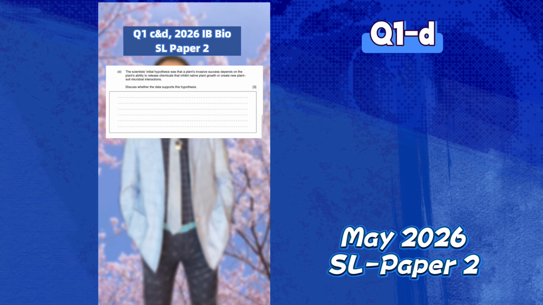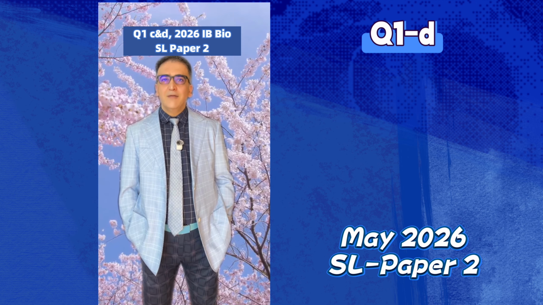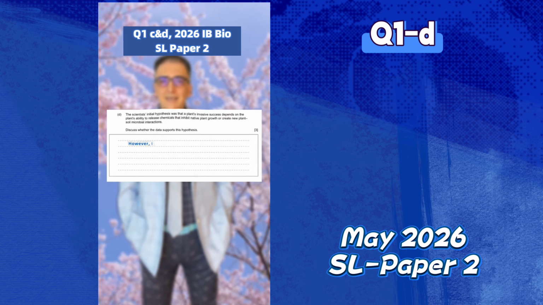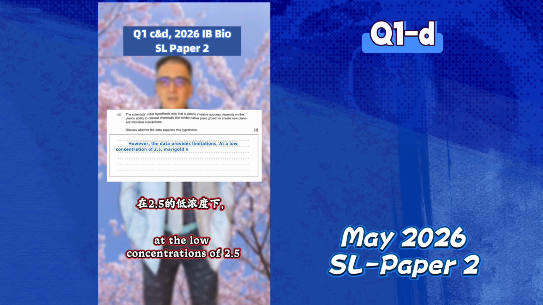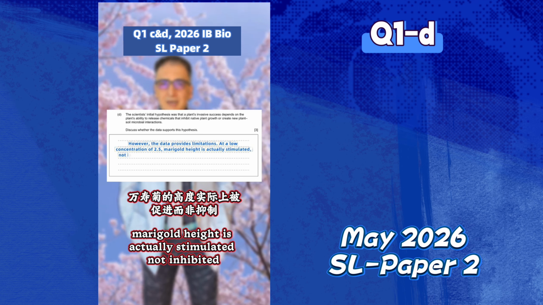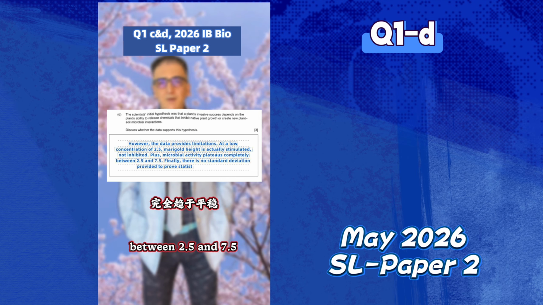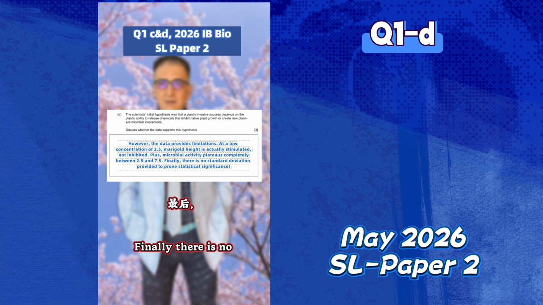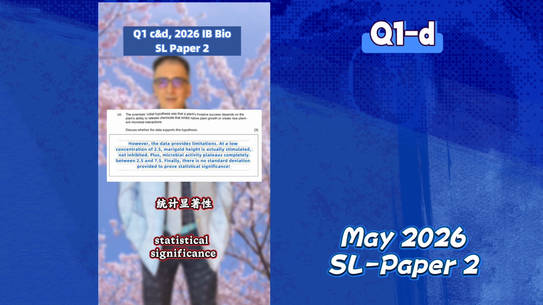Next, you need to hit them with the counter argument to lock in that final mark. However, the data provides limitations. At the low concentration of 2.5, marigold height is actually stimulated, not inhibited. Plus, microbial activity plateaus completely between 2.5 and 7.5. Finally, there is no standard deviation provided to prove statistical significance.